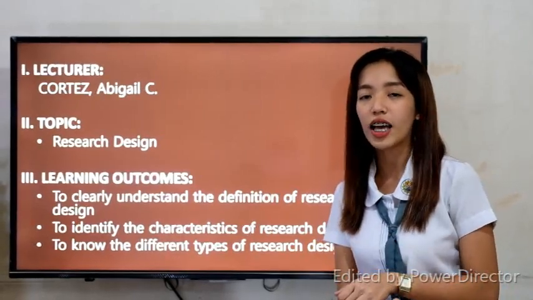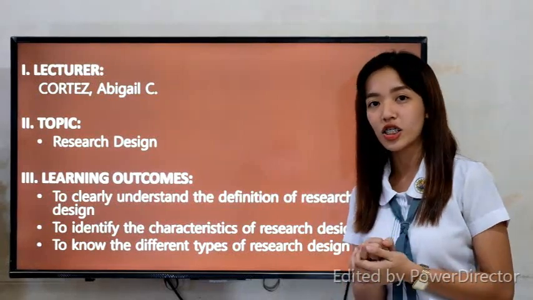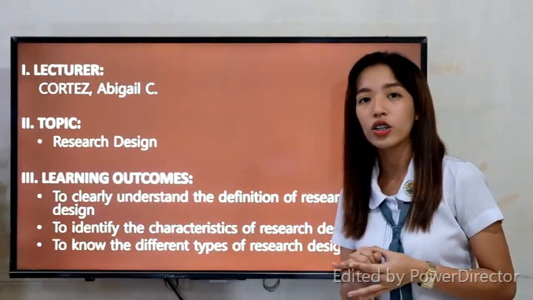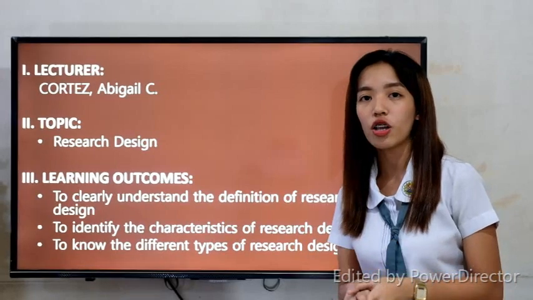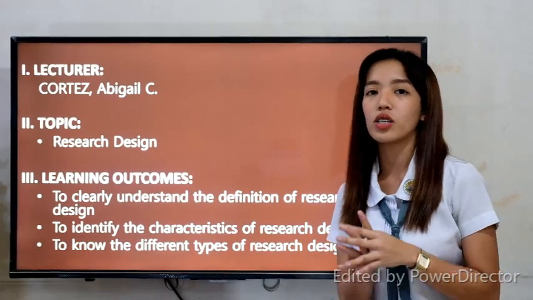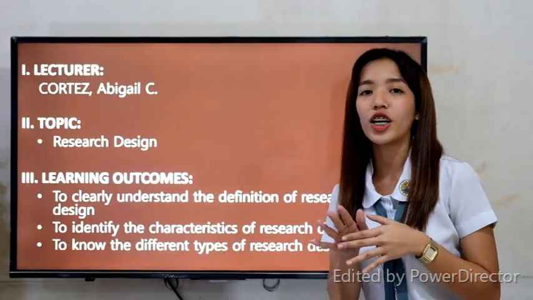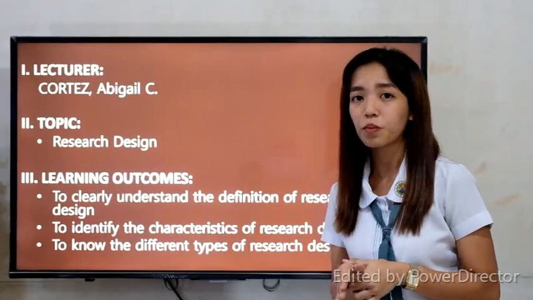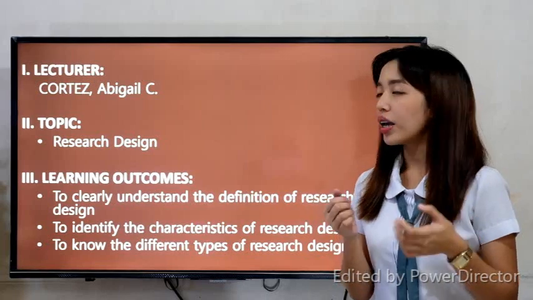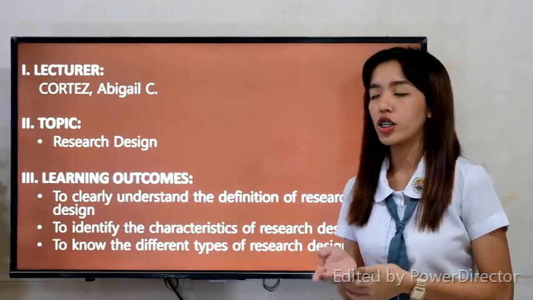First is the research design, which I'm going to discuss. Second is the case method. Third is instrumentation. Fourth is the sample and sampling techniques. And fifth is the statistical tools for financial analysis. So, my topic for today is about research design.